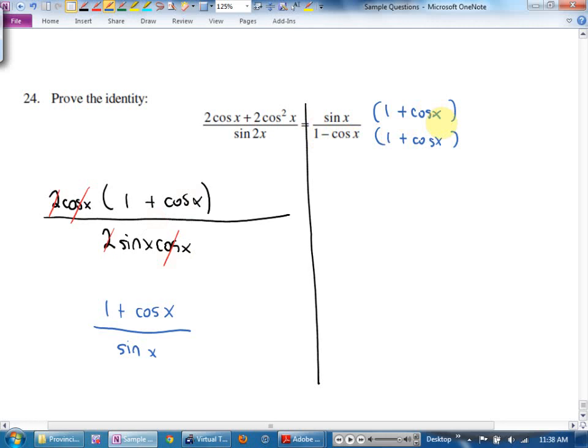On the bottom, I am going to have to do some FOIL. It's going to be 1, and then it's going to be minus cos plus cos. See it? You know what minus cos plus cos is? 0. And then I'm going to have a minus cos squared. Now, why is that nice? You know what 1 minus cos squared is? I have no idea what you said. With authority, like you're right. Yep.